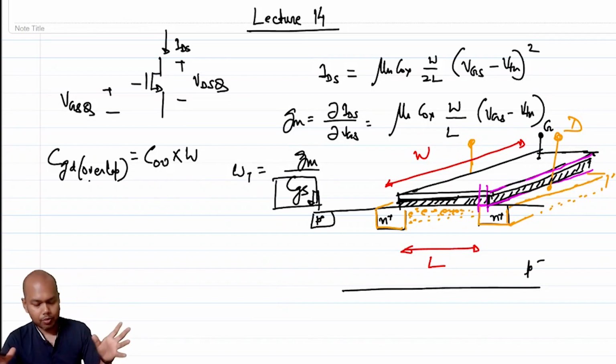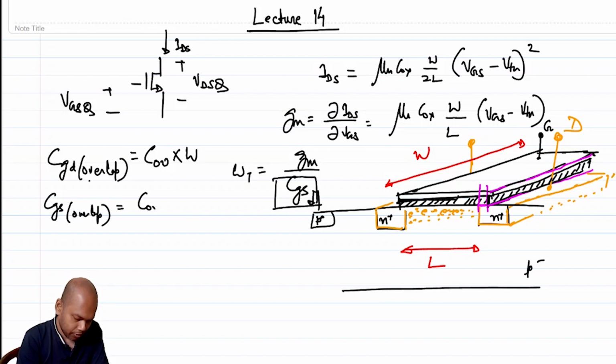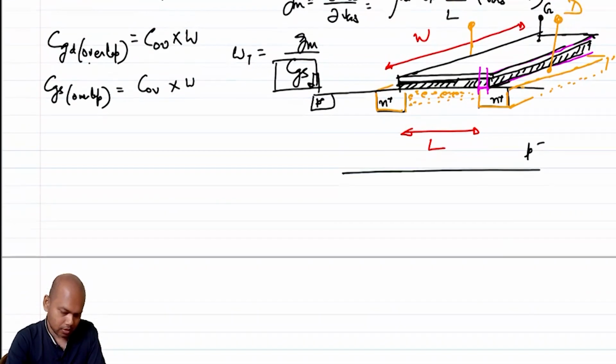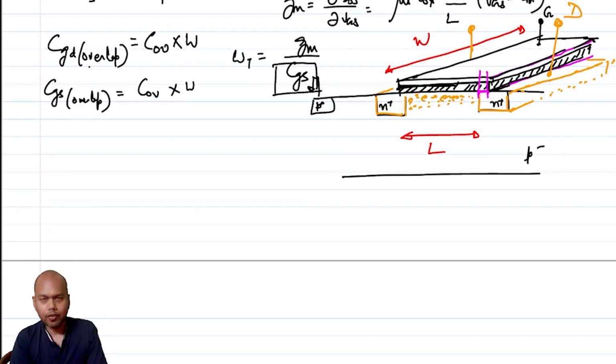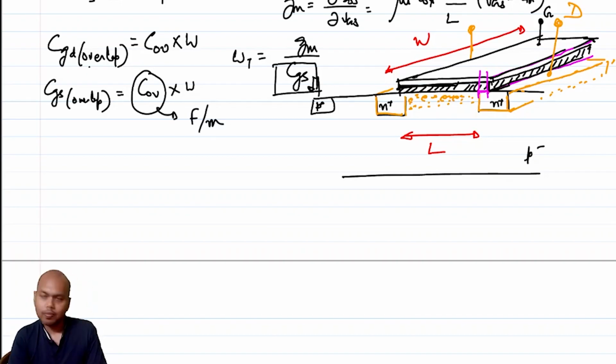Similarly, because your MOSFET is a symmetric device, the same capacitance will exist on the source side also. So we are going to have a CGS overlap, which will be equal to C overlap times W, where C overlap has the unit of capacitance per unit length, so this is basically farad per meter. Fine. What else? Now this amount of capacitance will exist regardless of the operating point of the transistor.